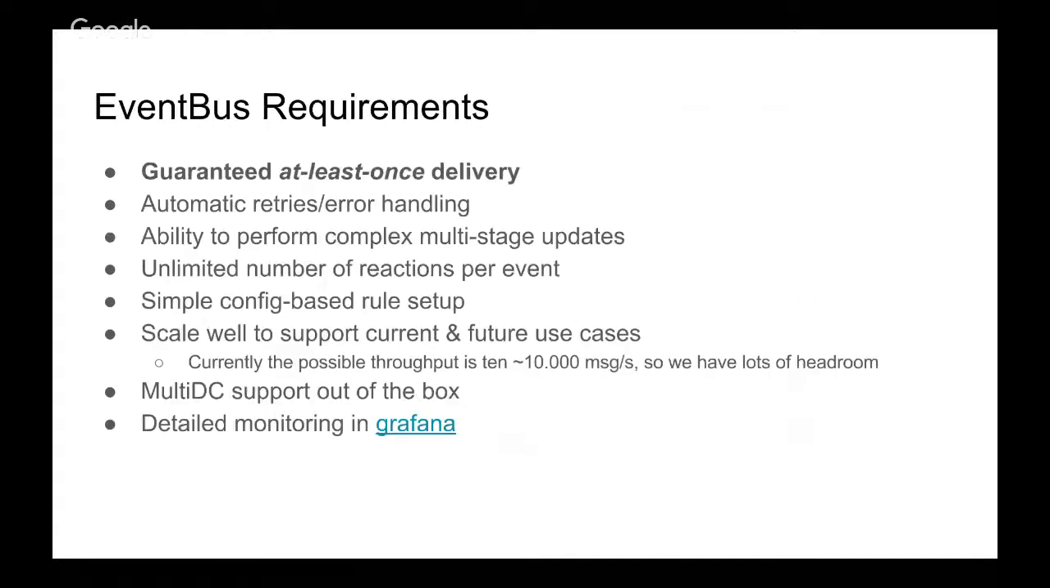So we came up with some requirements for the event bus system while we built it. We needed guaranteed at-least-once delivery for all the events. We wanted it to automatically retry and handle all the errors automatically. We wanted to add an unlimited number of reactions to whatever event, and we wanted a simple config-based rule setup, and it should scale to support all the current use cases we've had. And we wanted multi-DC support and detailed monitoring and other stuff.